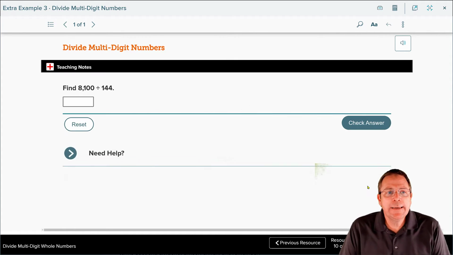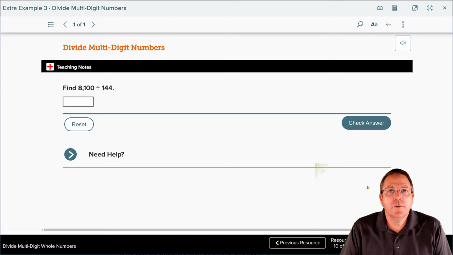Alright guys, once again it is going to be your turn, only now you're dividing a 4-digit number by a 3-digit number. Pause the recording, work the problem, and then I'll come back and work it with you.